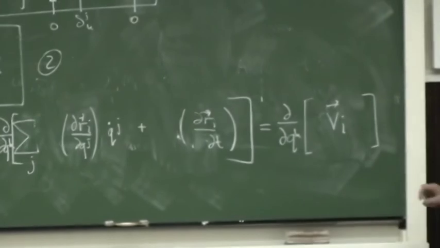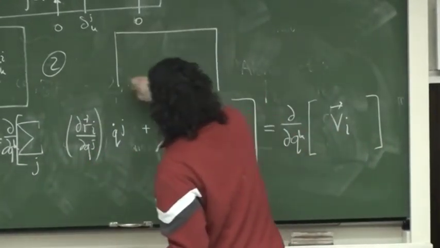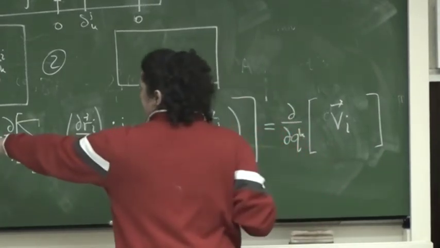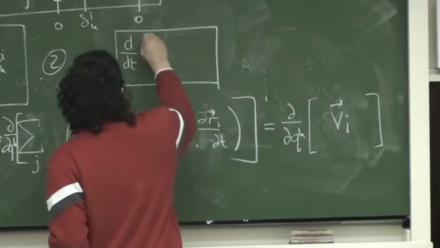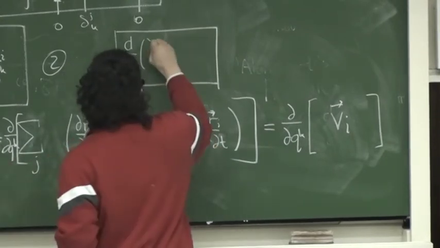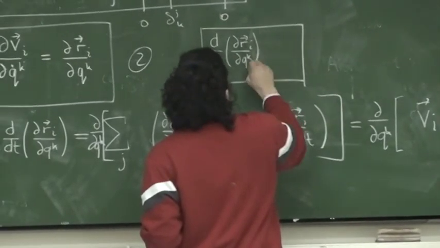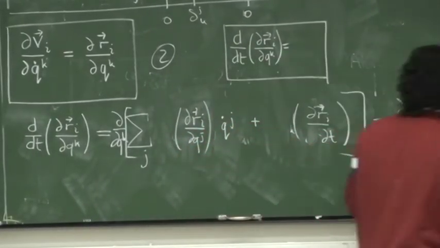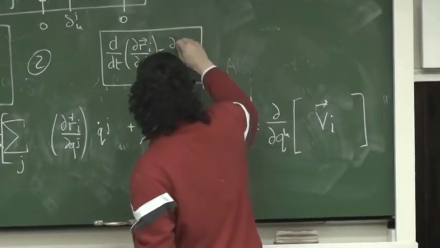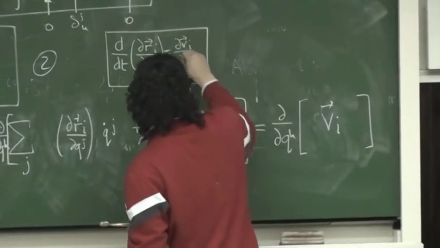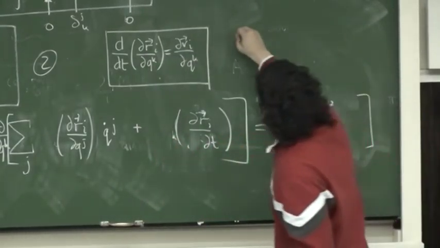Right, so in complete summary, something to be written in a box. The left-hand side is d/dt of ∂ri/∂qk, the right-hand side is ∂vi/∂qk. We'll put a 3 next to that box.